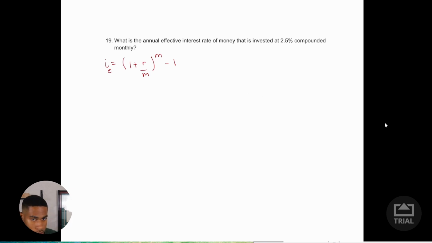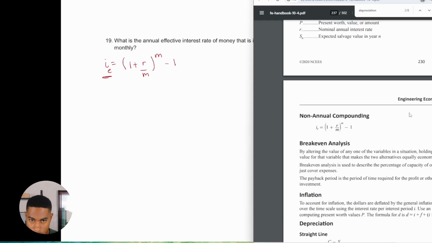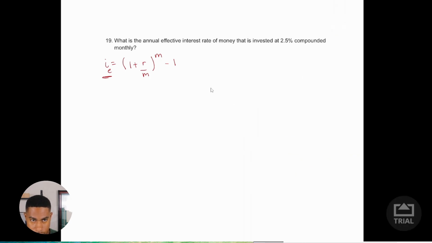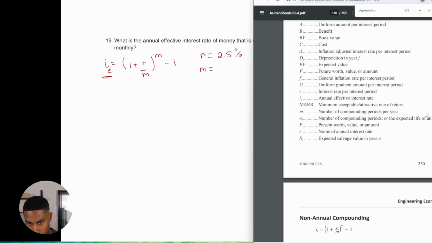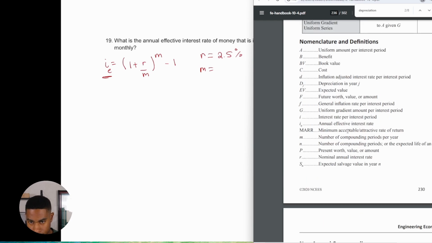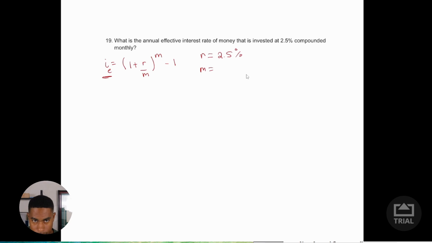So we're looking for i_e. Right? We're looking for this term. Do we know r? r is the nominal annual interest rate, 2.5%. Okay. So r is equal to 2.5%. And then we know that m is going to equal the number of compounding periods per year. So if it's compounded monthly, per year is 12 months.